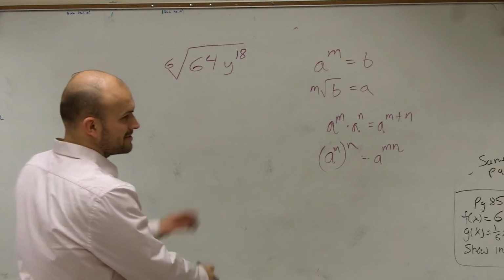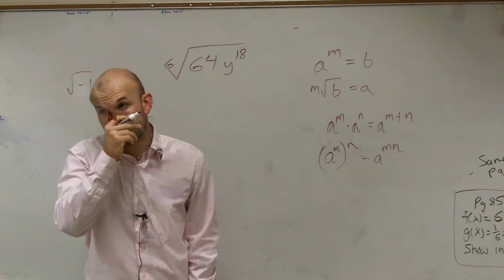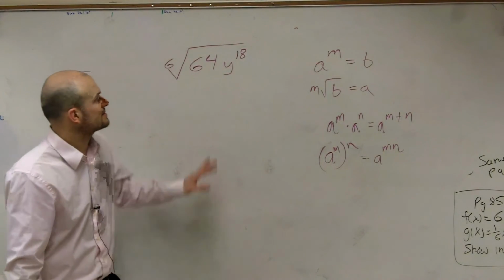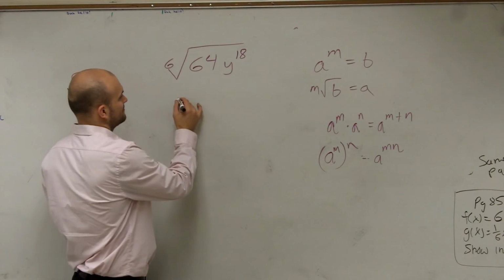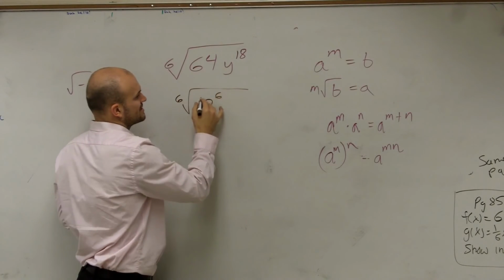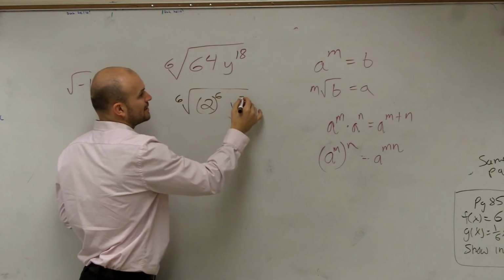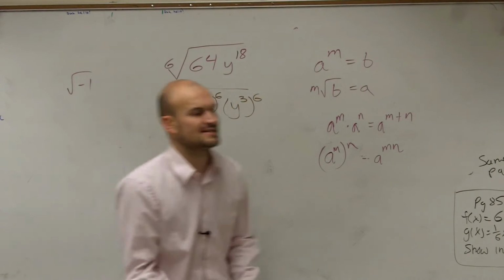So this is very similar to our last problem, but you're really going to want to write this one down because you might forget it. All right? So you have here, same thing, 6th root of 64. We know we can write that as 2 raised to the 6th power. And this could be y to the 3rd power times the 6th, right? Because 6 times 3 gives us 18.